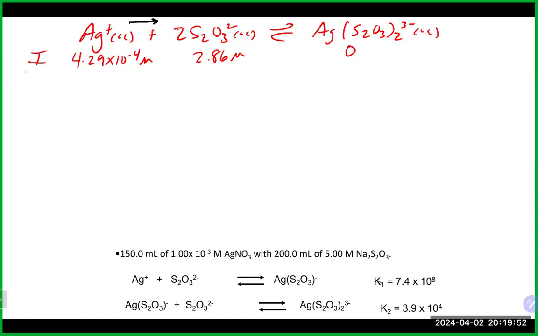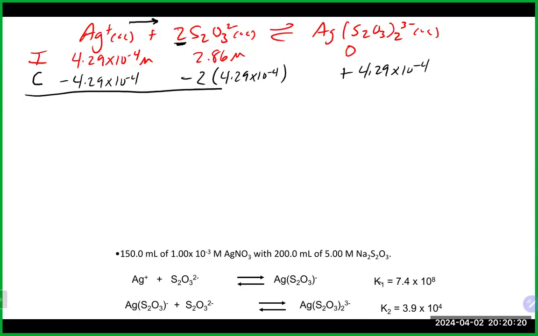So once again here, we're going to use the metal as our change. So this is going to be minus 4.29 times 10 to the minus 4. This will be minus 2 times 4.29 times 10 to the minus 4. That 2 is like 2x. So again, you got to make sure you take that into account as you're doing it. And over here will be plus 4.29 times 10 to the minus 4.